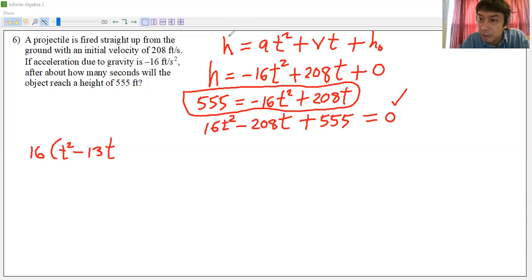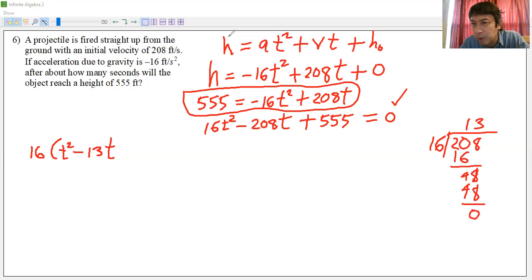Because 208 is divisible by 16. Okay, if you divide this by 16, you will have 1 and then 16, difference of 4, bring down the 8. Okay, bring down the 8, and then 48 divided by 16, that's 3. So 3 times 16 is 48, and we have a remainder 0. That means the product of 13 and 16 is 208. That means 16 is a factor of 208, and we can factor that out. Okay, and so what remains inside the parentheses will be the 13.